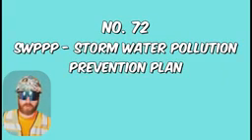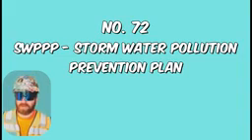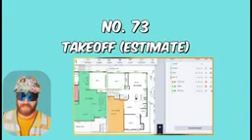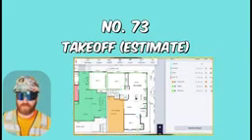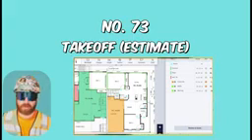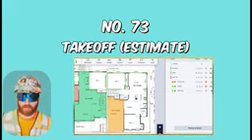SWPPP, Stormwater Pollution Prevention Plan. This is the plan presented by the city to ensure that the waste material during the course of construction does not infiltrate and run off into the city's stormwater system. A takeoff. A takeoff just refers to a construction estimate of a particular scope. I did a takeoff of doors, frames, and hardware. There are 20 wood doors and 20 hollow metal doors.